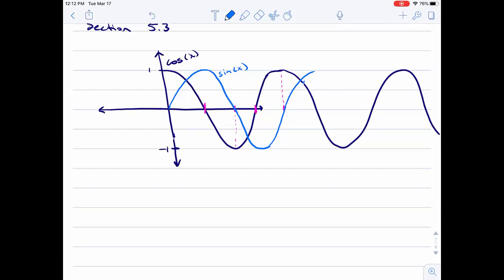How do I remember which one starts at 1 and which one starts at 0? If I list these alphabetically, I'd start with cosine. C comes before S, right? Cosine, sine. That's how I remember which one starts at 1 and which one starts at 0. So I just alphabetize them and say cosine, sine. Okay.